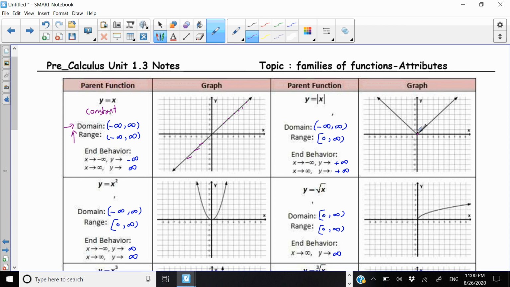End behavior. As x is going to negative infinity, what is happening to y? You see the y values are going to the positive side of the y-axis. So I can say as x goes to negative infinity, the y's are increasing. They're going to positive infinity. On this side also, x is going to increase to infinity. Y is also increasing. It's going to the upside. So for both cases, y is going to infinity.